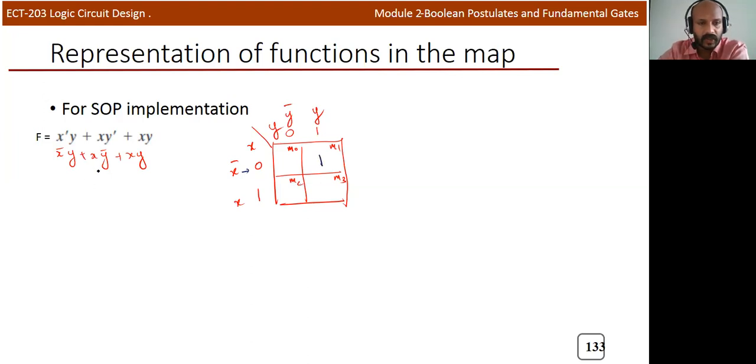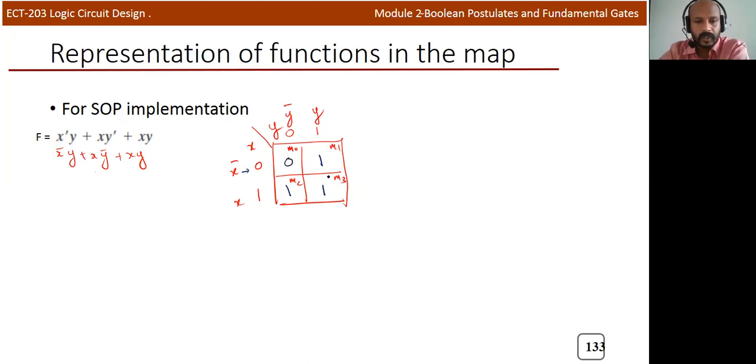And next one, X Y bar. So X is the second row, Y bar means first column, so I will put a 1 here. And next one, XY. So X is here and Y the second column. Okay, again I will put a 1 here. And only three terms, so I already marked the 3 ones here, and the other cells I will mark as 0.